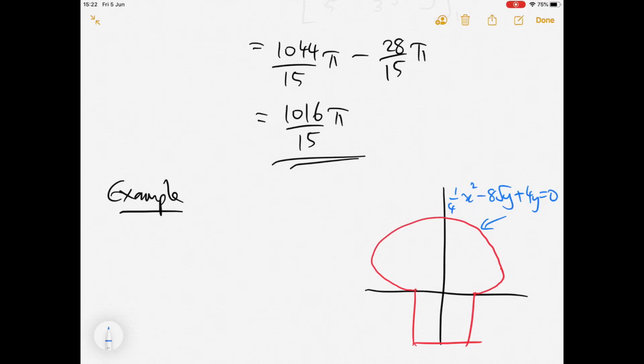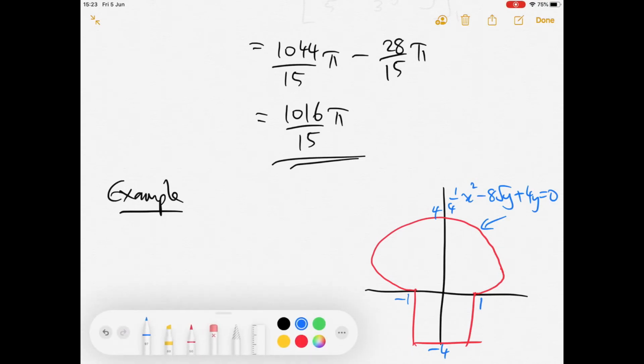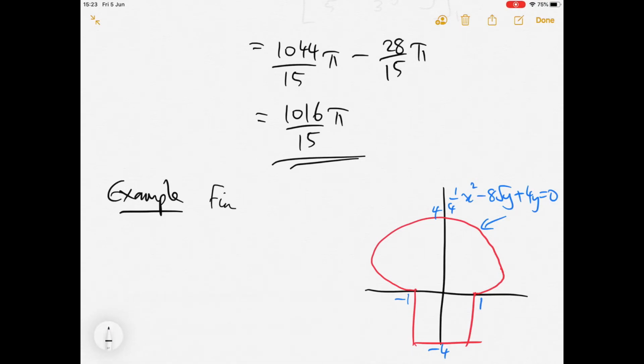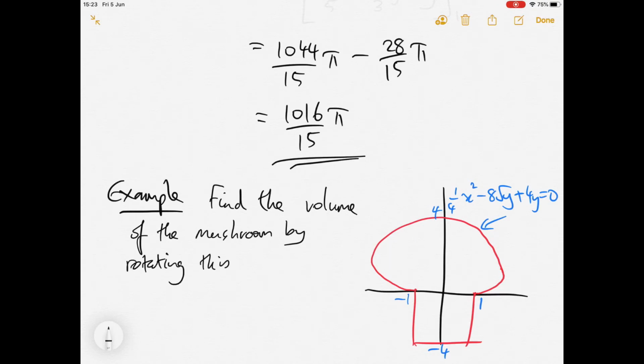And the bottom 3 are just straight lines. So this is -1, this is 1, this is -4. The top here is 4. And what we want to do, the question is, find the volume of the mushroom formed by rotating this region 2 pi radians around the y-axis.